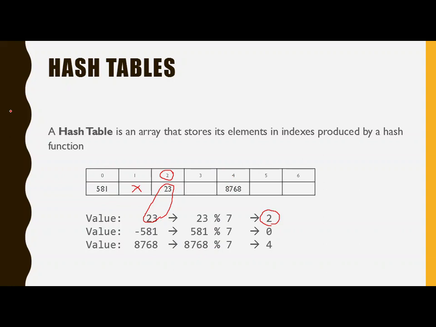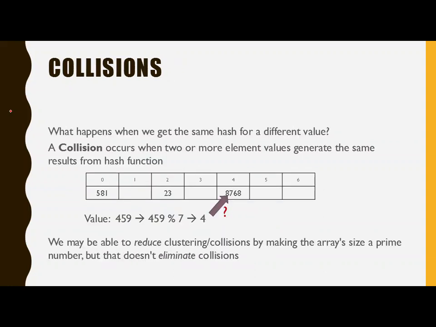Now, of course, this is not a flawless concept, because no matter what you do, sometimes you're going to generate the same number. That's called a collision. A collision is when you run two different numbers through the hash function and sometimes you get the same position, right?